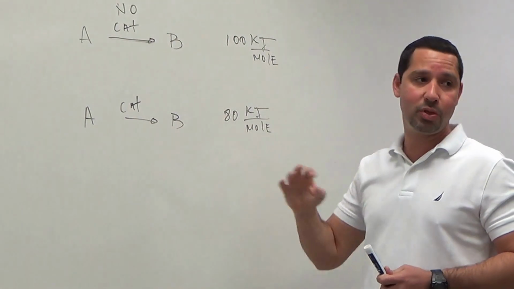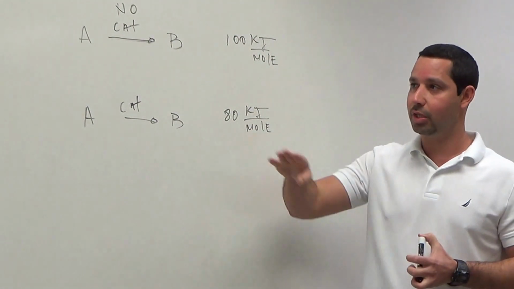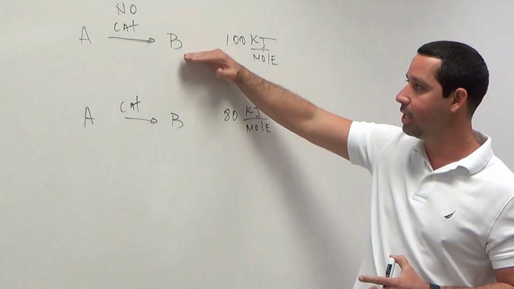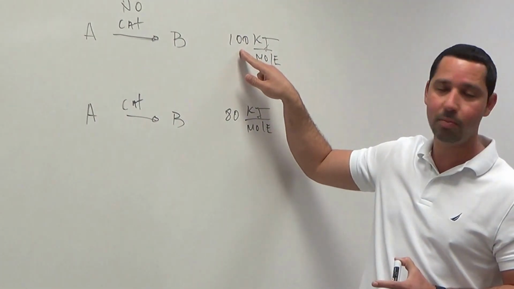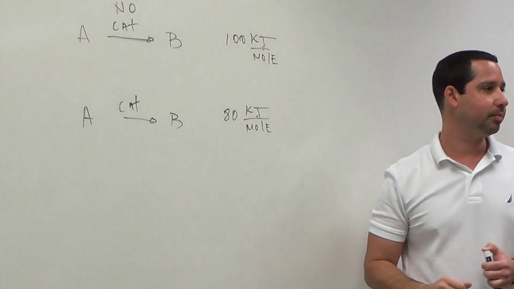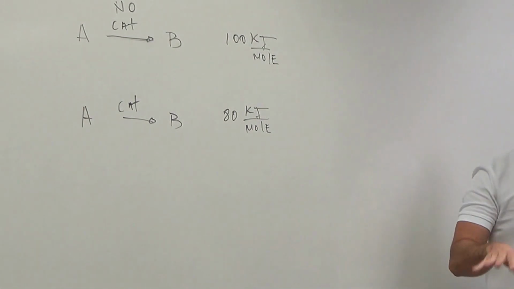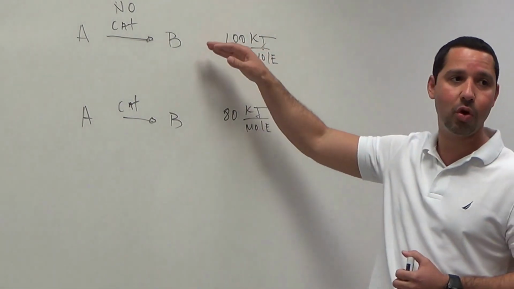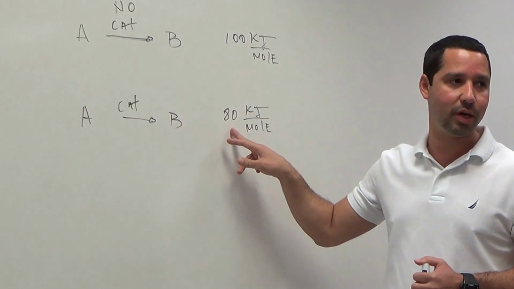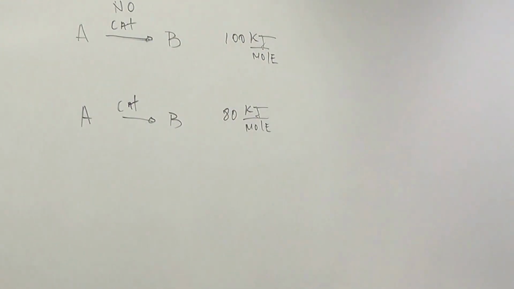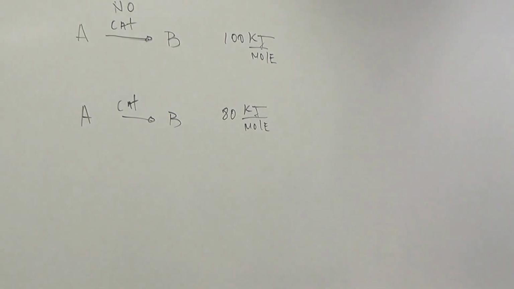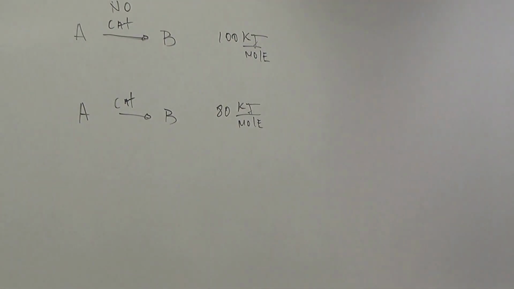Of course, the purpose of a catalyst is, if you add a catalyst to this, let's say you and I come up with a catalyst, and we add it to this, and instead of being 100 kilojoules per mole, it's 120. Is that a catalyst? No. You only call it a catalyst if it decreases the energy of activation. So I do want you to know that a catalyst lowers the energy of activation from the uncatalyzed reaction.